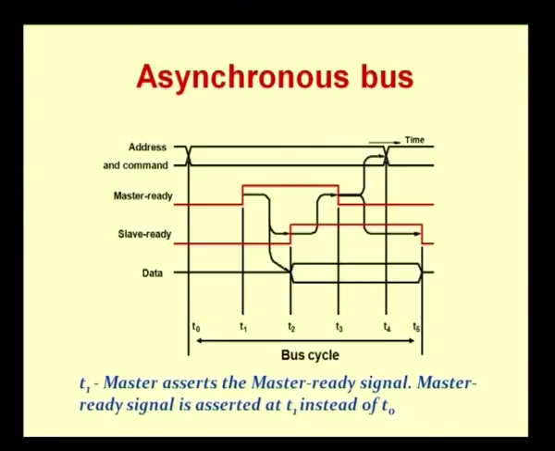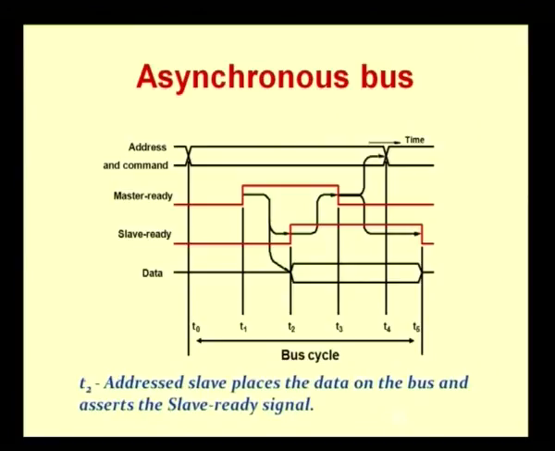So, when they find that the master ready signal is available, they will look at the address and command and so on, and decode. When they decode the address and find that a particular slave is the one that is actually addressed, and the slave becomes ready to give the data, the slave puts out a signal called the slave ready signal. You can see this over here. At time t2, the addressed slave places the data on the bus and asserts the slave ready signal.